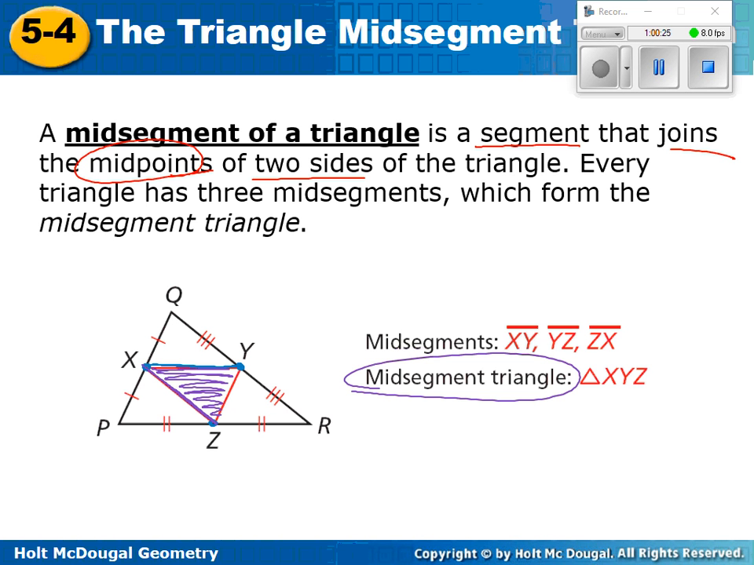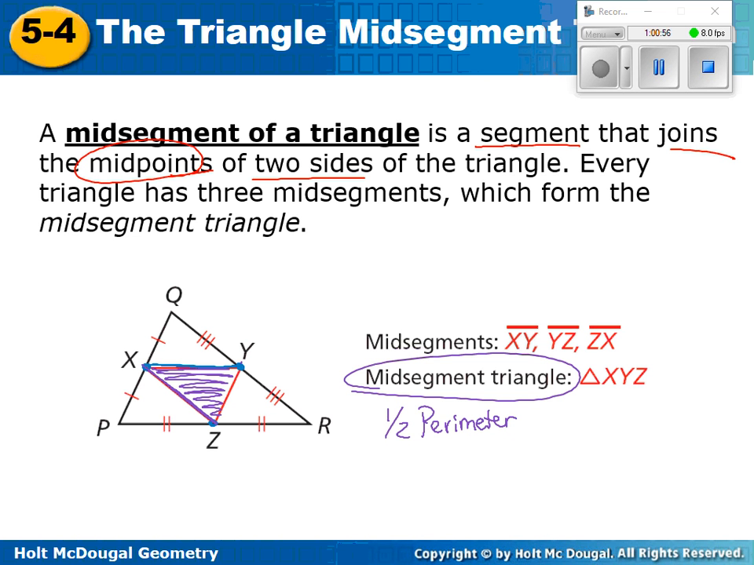This mid-segment is going to be how much of this side over here? Half of it. This mid-segment is going to be how much of this side over here? Half of it. This mid-segment XZ is going to be what compared to QR? Half of it. So what do you think the perimeter of a mid-segment triangle is compared to the perimeter of the big triangle? Half. Okay. So your mid-segment triangle should have half the perimeter.